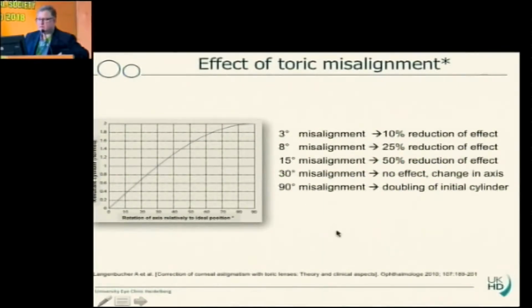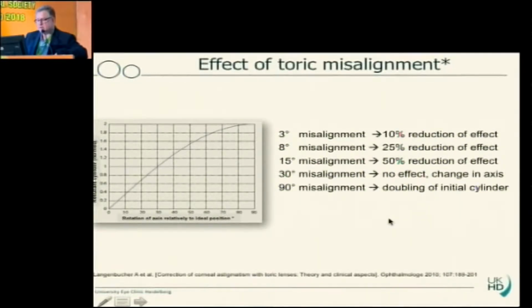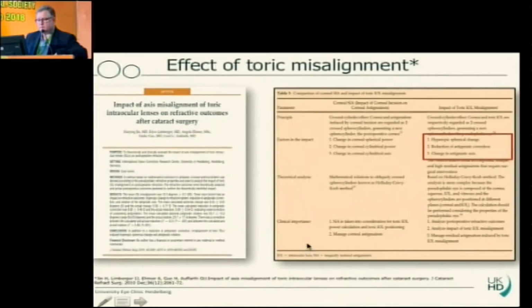In general, if you have a toric misalignment, there's a correlation: 3 degrees of misalignment translates into a 10% reduction of effect. So if you have 30 degrees, you have a 100% reduction of effect, or no effect anymore. And at 90 degrees misalignment, of course, you have the doubling of the initial cylinder. But 15 degrees of misalignment already has a 50% reduction of the effect, which is easy to remember. If you just remember the 3 and the 10, then you can relate to that. What is the practical consequence of this?